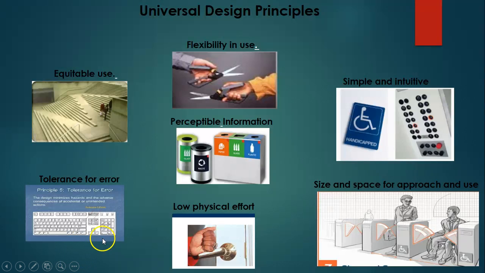The other one is low physical effort. As I mentioned before, a lot of companies are installing handles for doors and drawers that require no gripping or twisting to operate. The size and space for approach and use are important not only for disabled people, for everyone. As you see in the picture, the man in the wheelchair is going through the check-in area, and the other one is more narrow. So it's important for everyone.